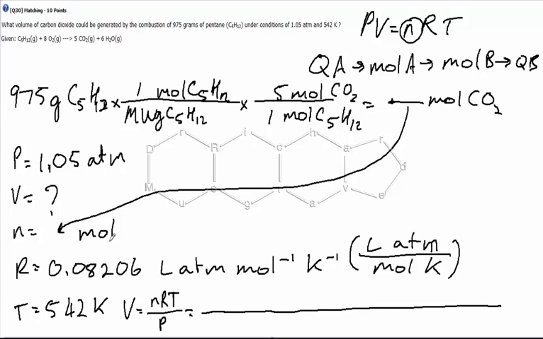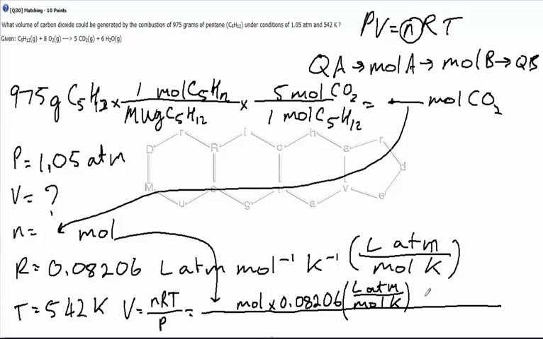N, that's what we got from up here, it'll be a certain number of moles. And the R, 0.08206 liters atmospheres per mole per Kelvin. And the temperature, 542 K. And the pressure, 1.05 atmospheres. So you can see that the atmospheres will cancel, the Kelvins will cancel, the moles will cancel, and we'll be left with our volume, which will have a unit of liters.